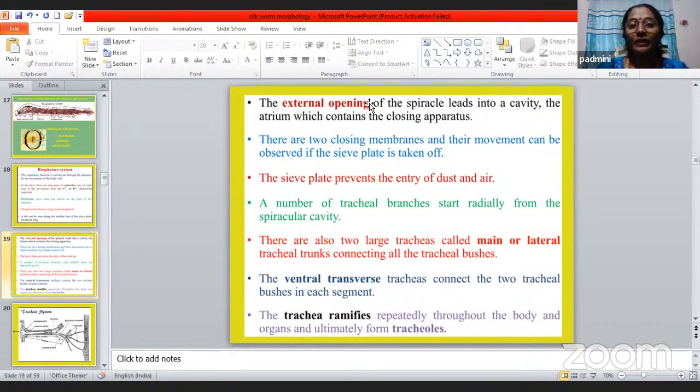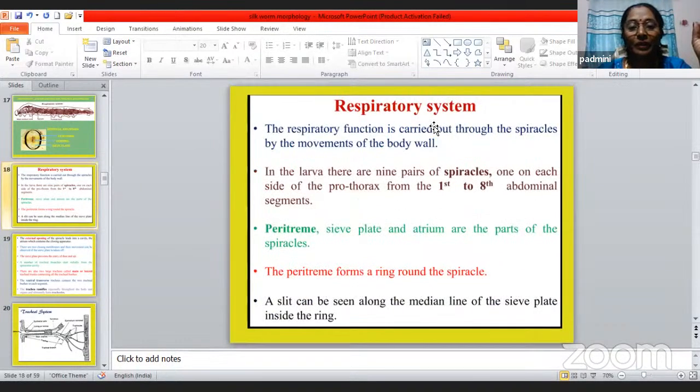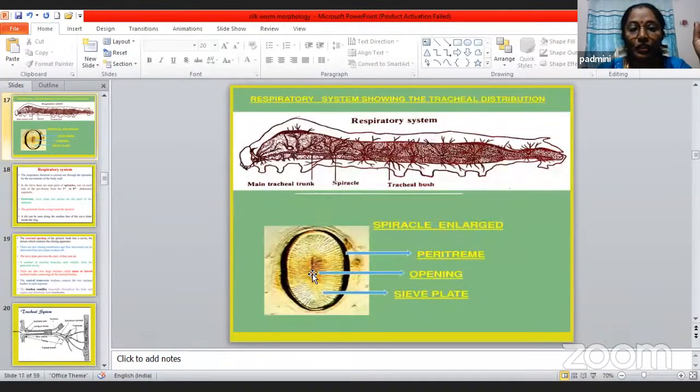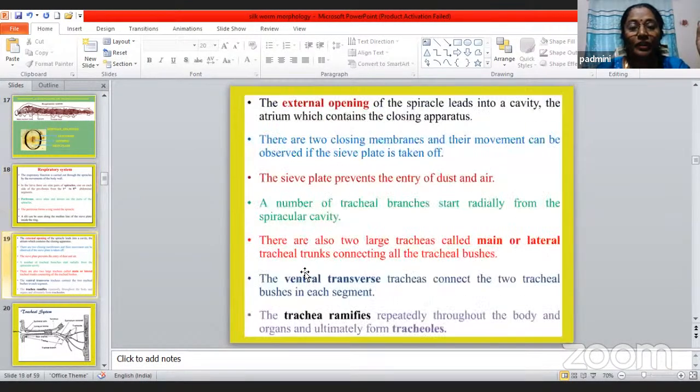The external opening, that is the spiracle, leads into a cavity, the atrium, which contains a closing apparatus. So this opening is the spiracle opening, which opens into an atrium. They have valve-like structures which do not allow the air to escape back outside. So once inside, the atrium closes over there.